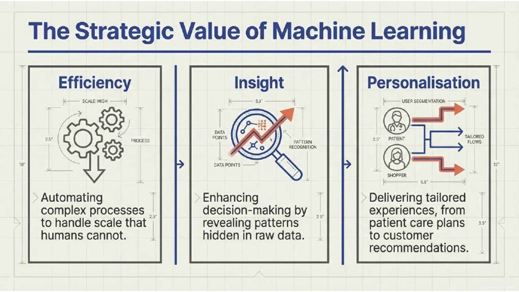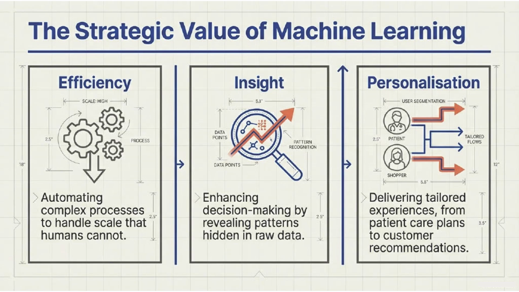That's scale. Then insight. The magnifying glass is back. Revealing patterns hidden in raw data. This is about making better decisions because you can see the reality of your business more clearly. And finally, personalization. Delivering those tailored experiences. Whether it's that patient care plan we discussed or a simple shopper recommendation, it's about treating every user as an individual, but at scale.